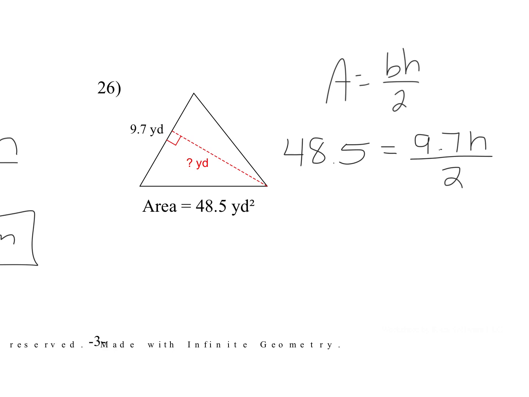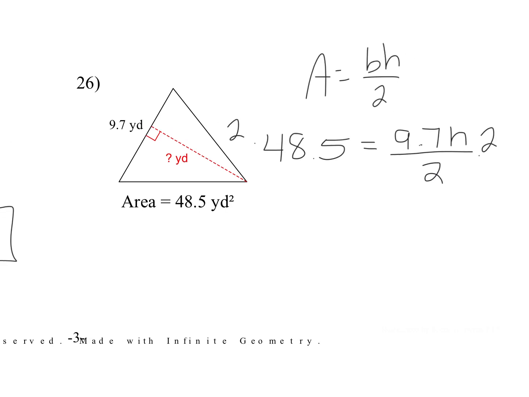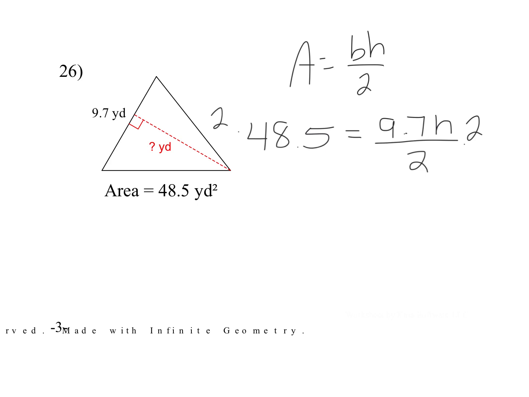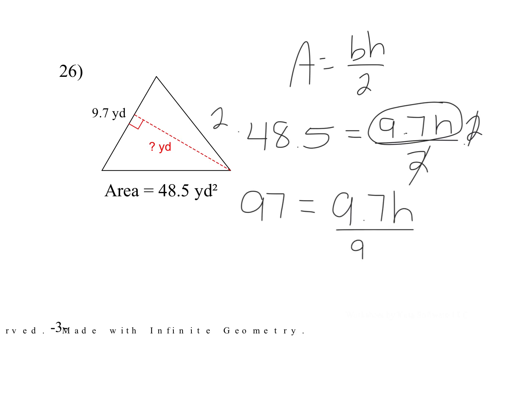Okay. What do I do first? We want to undo this divided by 2. Multiply by 2 on both sides. What do we get on the left side? 48.5 times 2? 97. What is left on the right side? What happens with those 2's? Right, they're gone. So we're left with 9.7 times H. Last step is divide. What do we get for H? H equals 10 yards.